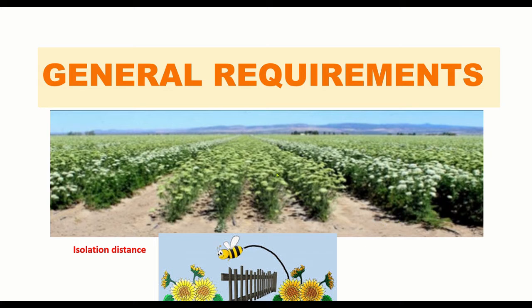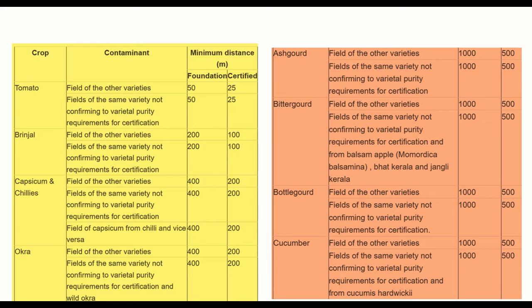Otherwise, if it is a highly cross-pollinated crop plant, you have to maintain from 1 kilometer to 1.5 kilometers, or even more than that, if it is possible. Coming to the different isolation distances, which are standardized with allowable isolation distance for different crop plants, they are given as such.